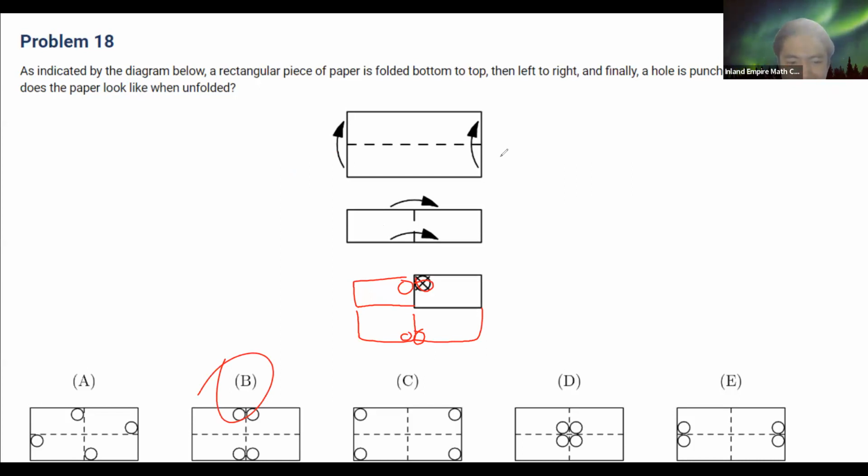Do you guys all see this? There isn't really that much math involved and more like spatial reasoning skills, I guess. But does this make sense? Is there anyone who's really confused about this?